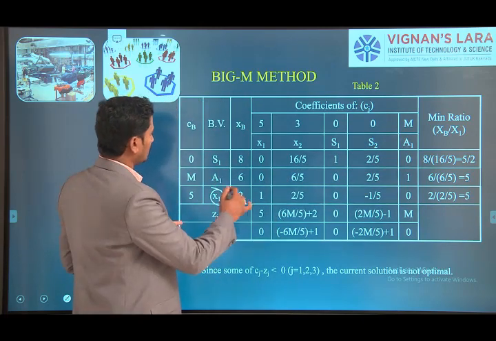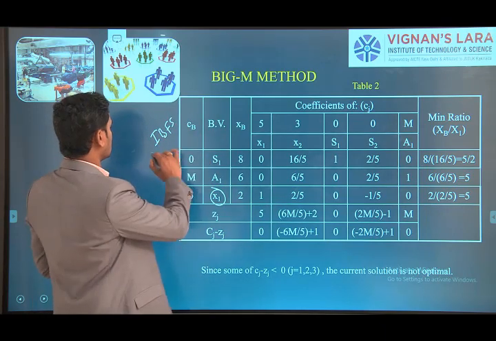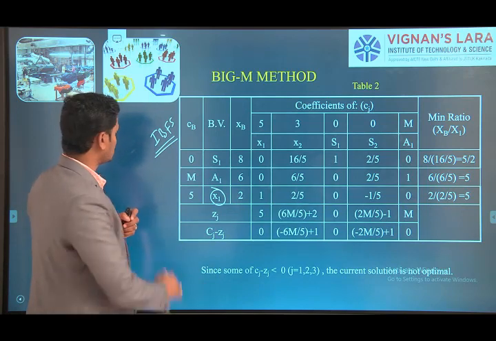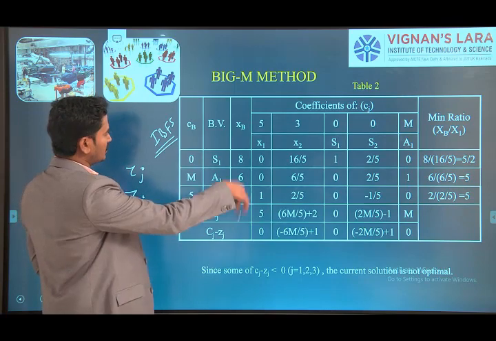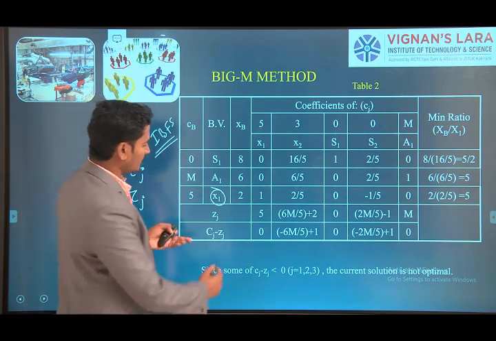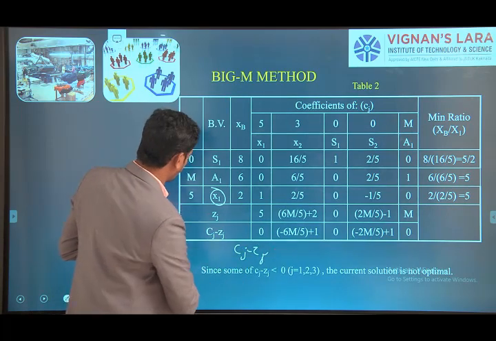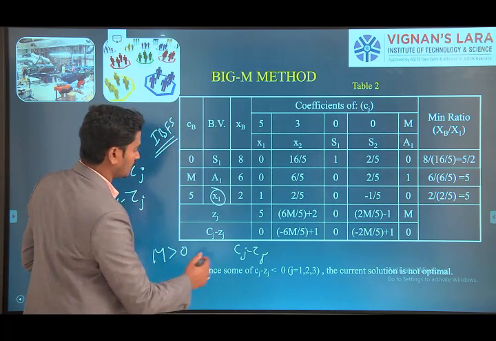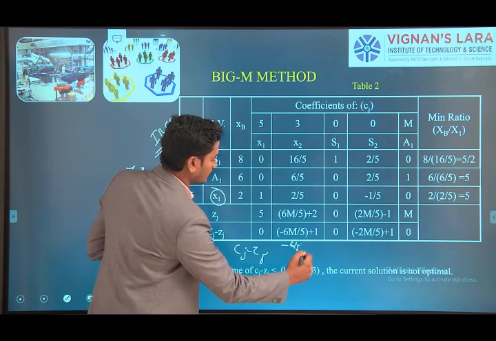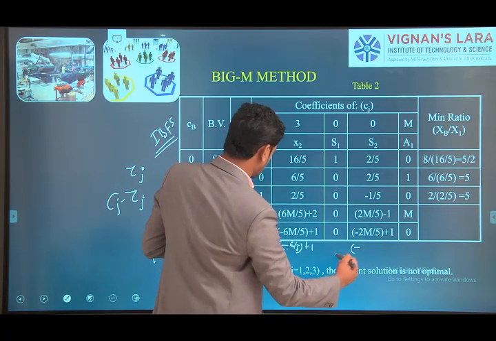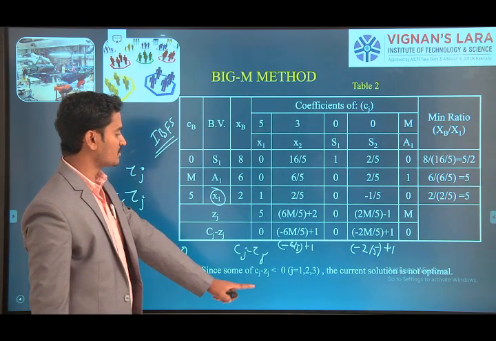Again, we are going to calculate the new initial basic feasible solution. How do we find it? By finding Zj and Cj minus Zj, we get the new initial basic feasible solution. Again, here we have Cj minus Zj with some negative values. For example, if we assume M is greater than or equal to 0, say M equal to 1, we take 6 by 5 plus 1. Here we have negative, minus 2 by 5 plus 1. Here we have a negative value, so the solution is not optimal.